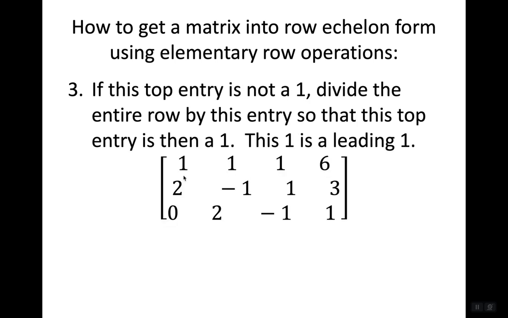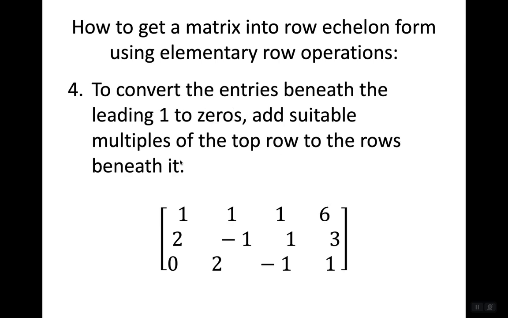Don't need to interchange. If this top entry is not a 1, divide the entire row by this entry so that this top entry is then a 1. This one is a leading one. Well, we don't need to do that because we have a 1 over here. If, for example, we had a 5 there, then we would have to divide that first row by 5.